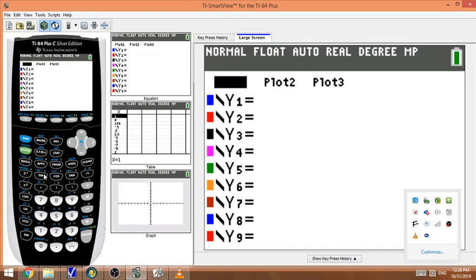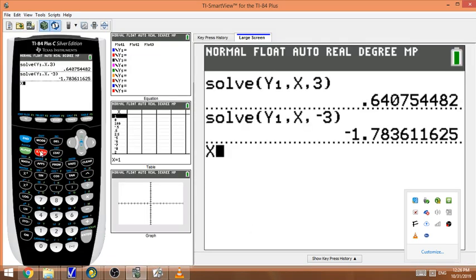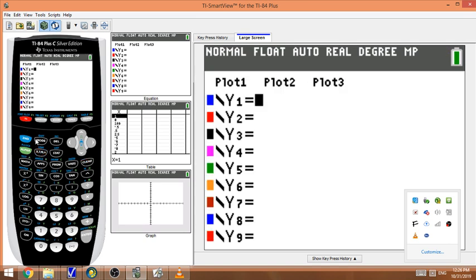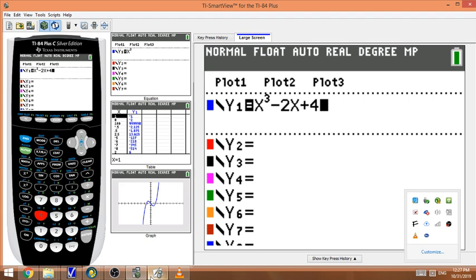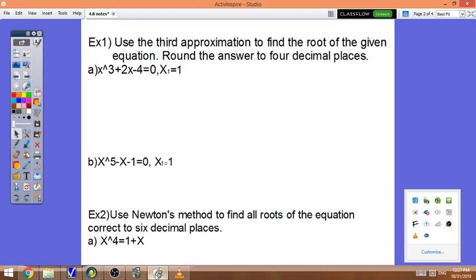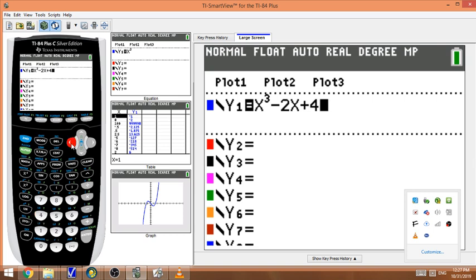So go to y1 and then just put in x to the power of 3, plus 2x, minus 4. Just making sure that we put in the right form. So that's the original function.